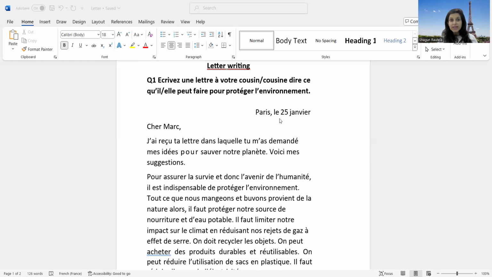By this time you all are aware of what the format of the letter is. We write the place followed by the date. The date is always written with l'article défini, très bien. Then you write dear, and then we begin with the letter. Letters are generally divided into 3 paragraphs: the beginning paragraph, the content of the letter, and the ending paragraph.